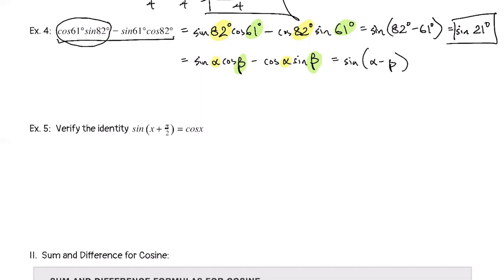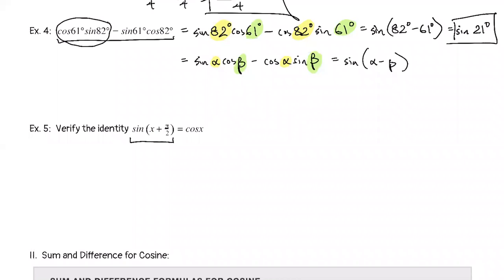So this says, verify the identity sine of x plus pi over 2 equals cosine x, okay? And so what we want to think is, when we try and verify, we pick the side that's more complicated, which in this case I would say is sine of x plus pi over 2. And we want to make it look like cosine x, because if we were to graph both sides on Desmos, we would see that they're the same graph. Okay.